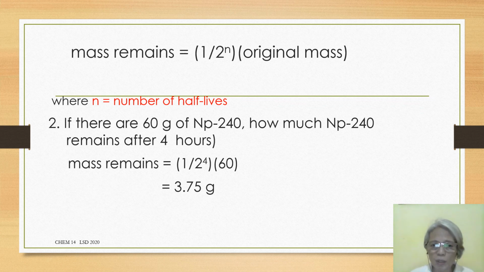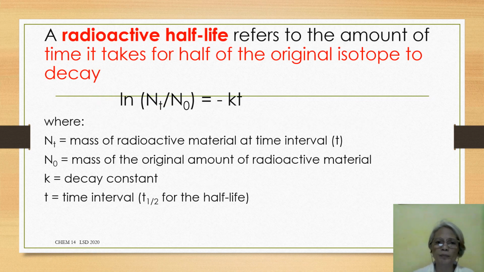Thus, n equals 4. So we have this expression 1 over 2 raised to the 4th. So that is 1 over 16, times 60 grams. So we have 3.75 grams as the amount which remained from the original 60 grams of Neptunium-240 after 4 hours.